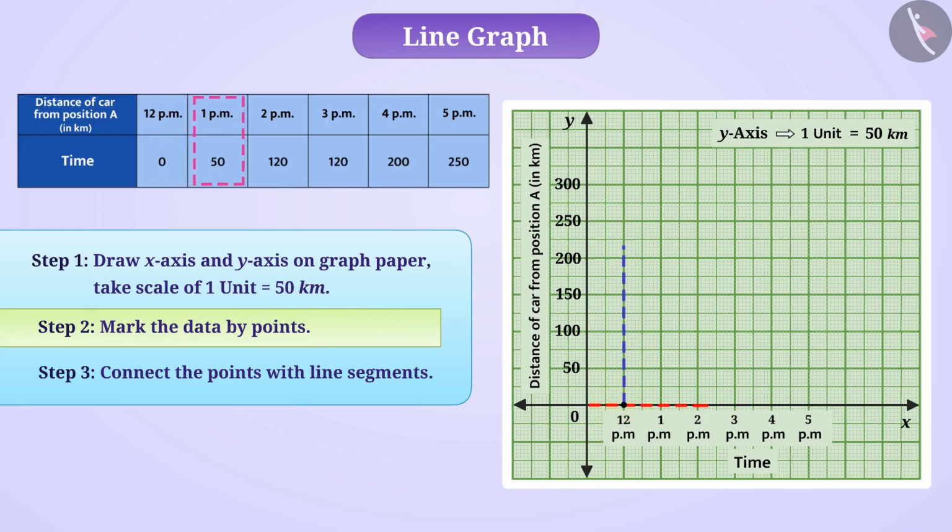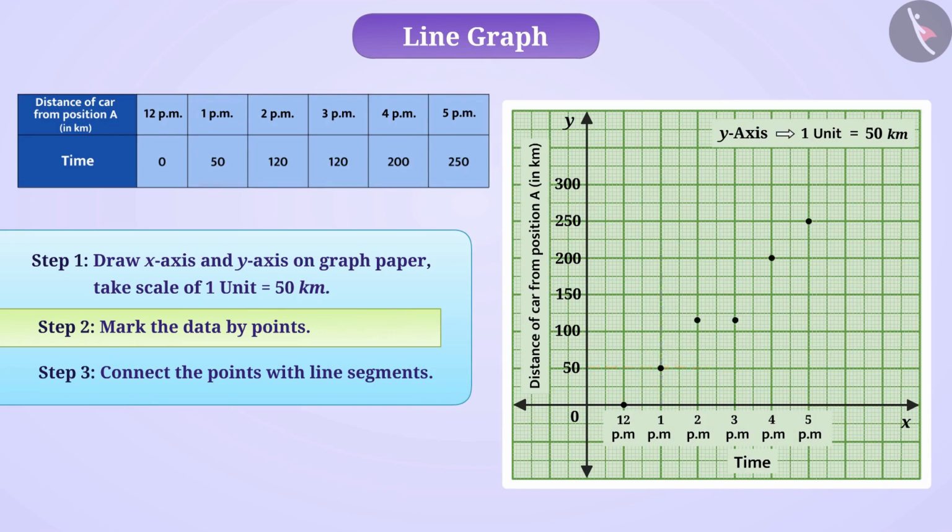Similarly, at 1 o'clock in the afternoon, the distance of the car from position A is 50 km. So, we will mark the point at the intersection of the vertical line at 1 o'clock in the afternoon and the horizontal line representing 50 km. Similarly, we will mark all the data given in the table.